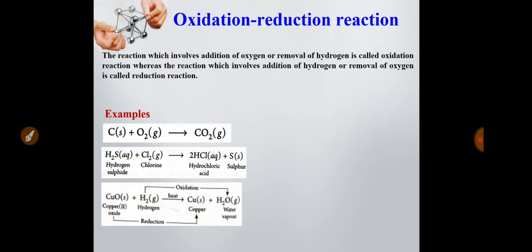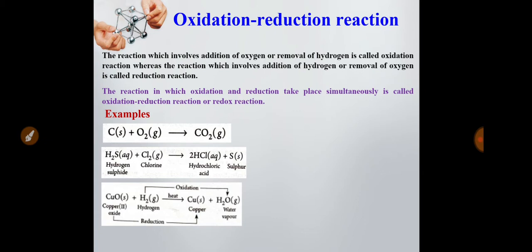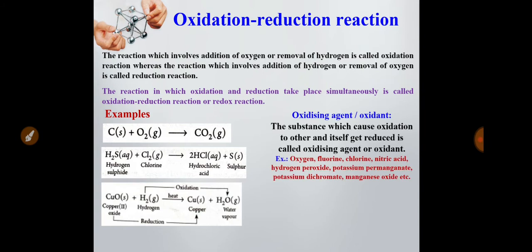So this type of reaction where oxidation and reduction both are taking place simultaneously is called reduction oxidation or oxidation reduction reaction, and it is also called redox reaction. Now among these two materials reacting, one is reducing and another one is oxidizing.